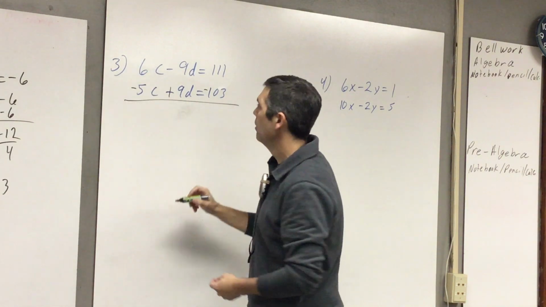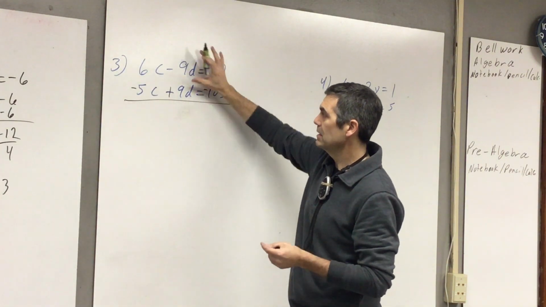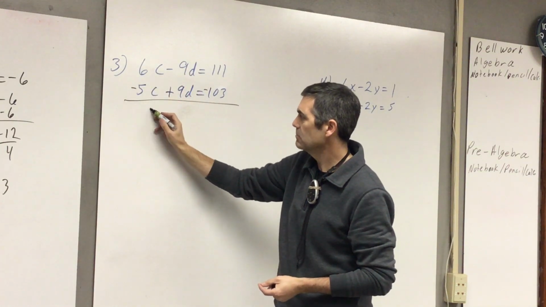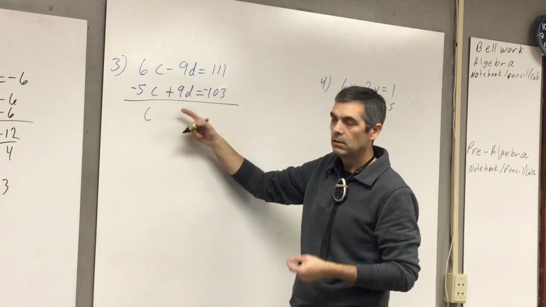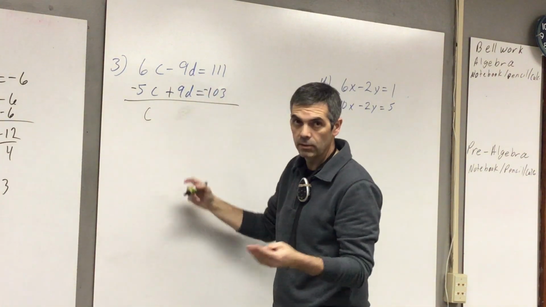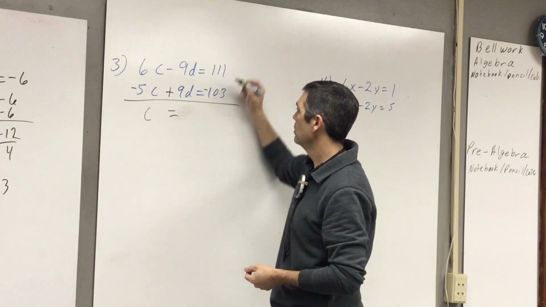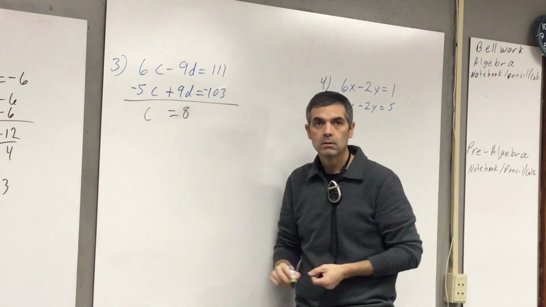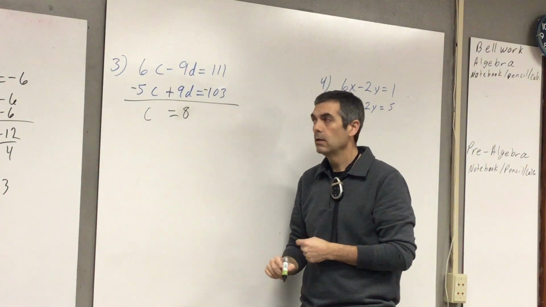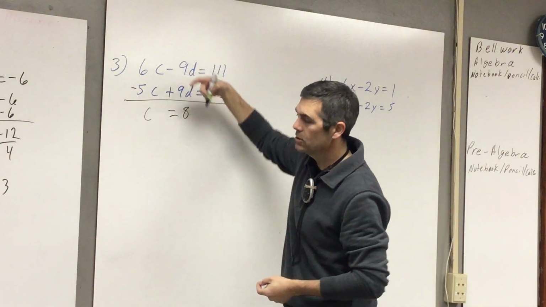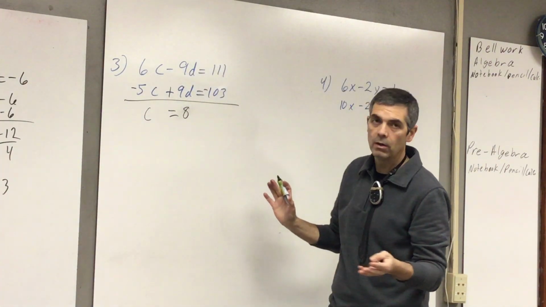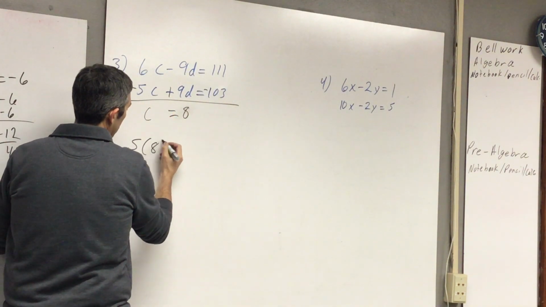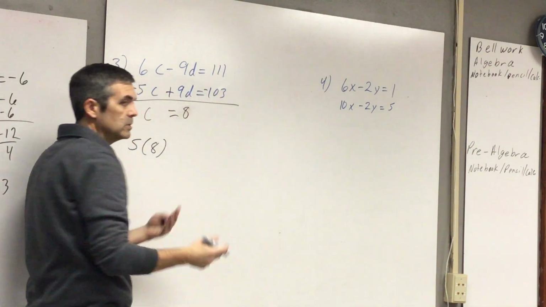Now I can eliminate the d's here, right? And I'll have left the c's. So 6c minus 5c gives me c plus 0d, which is just c, equals 111 minus 103, which gives me 8. So c equals 8. Now I get to take this number, substitute it back in, and I get to pick which one I want. Okay? So here, 5 times 8, I'm just going to substitute into the original problem.